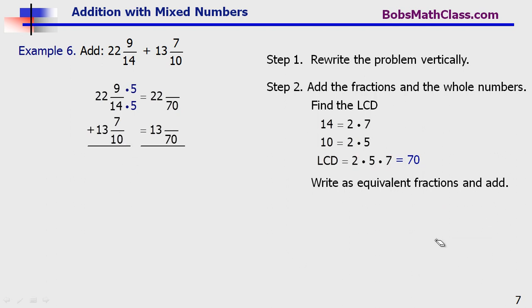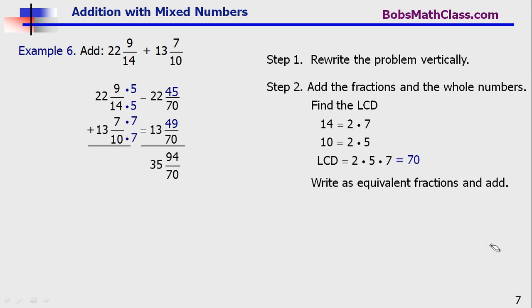Okay, the next one is 10. Well, that one's easy. 10 times 7 is 70. So 7 times 7. On the numerator of the top fraction, we get 45, and the numerator of the bottom fraction, we get 49. Now we can add the two numerators, 94 over 70, and we get 35 and 94 over 70.